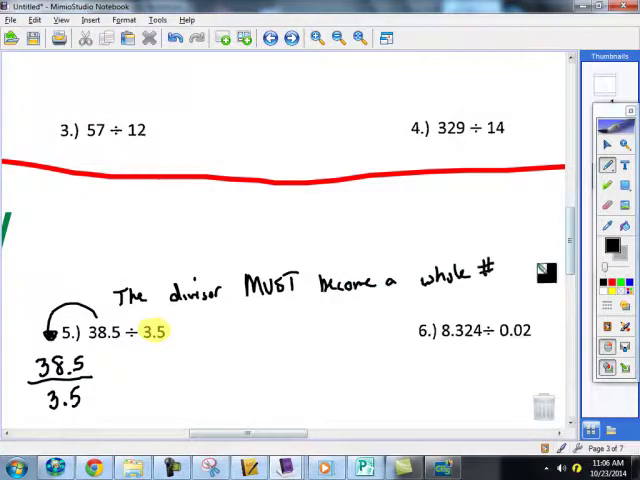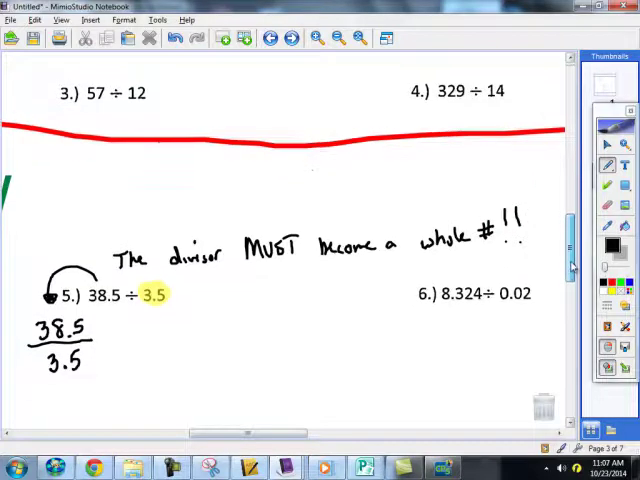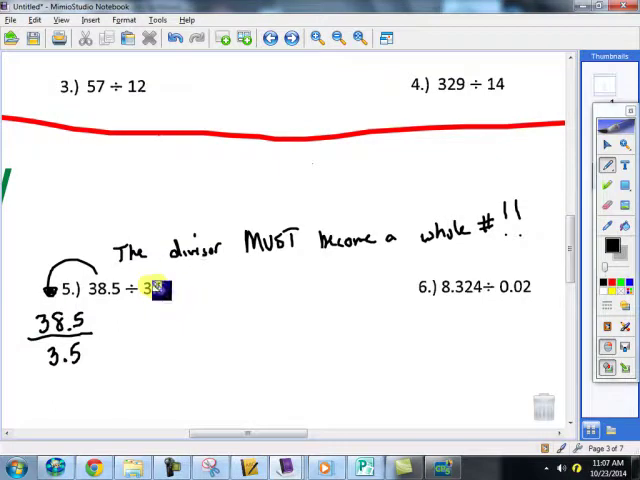Okay? It must become a whole number. You cannot do long division without making that become a whole number. Now, when I say make it become a whole number, there are a lot of ways you can do it.